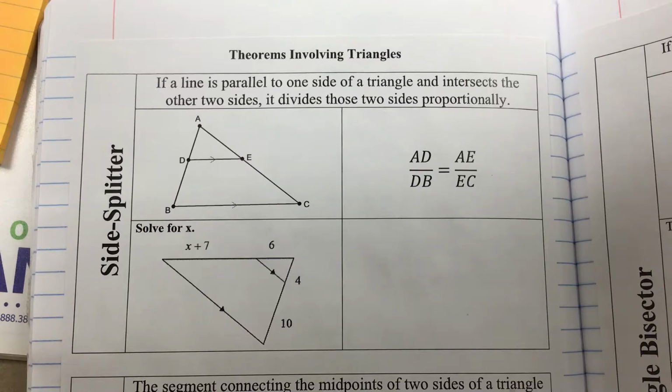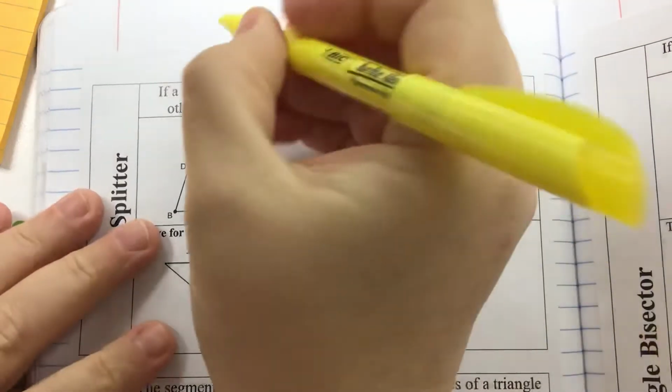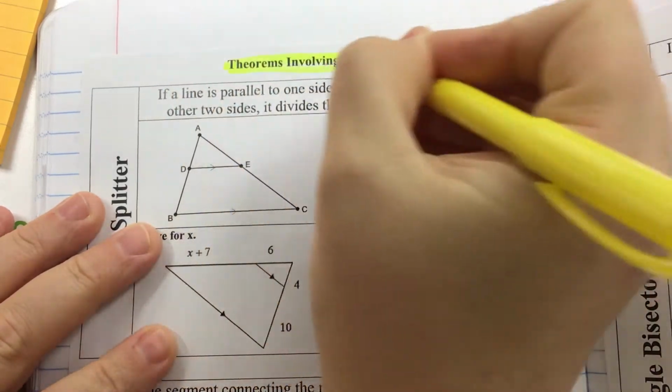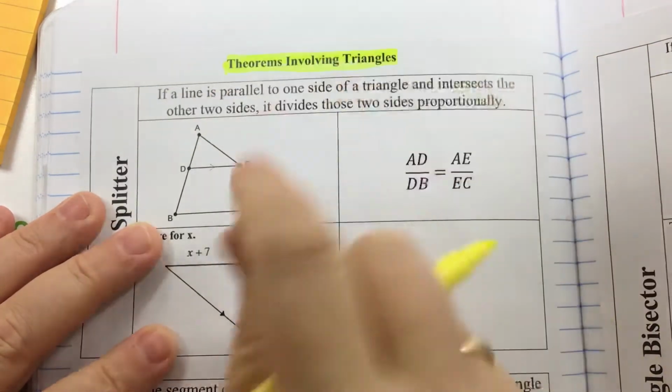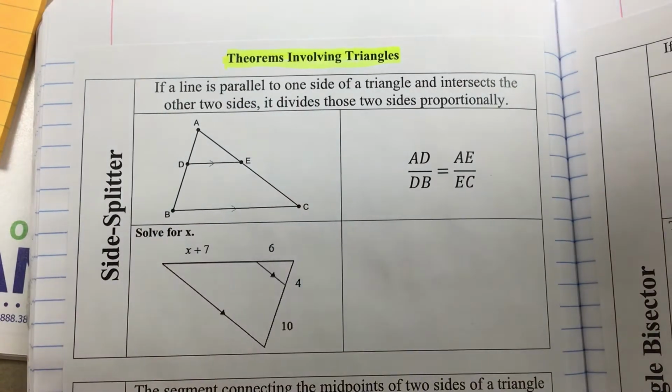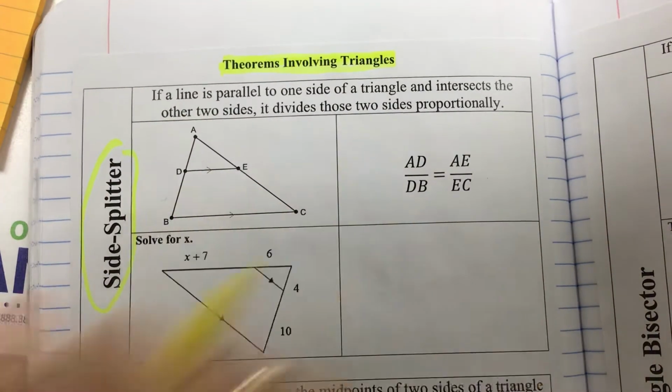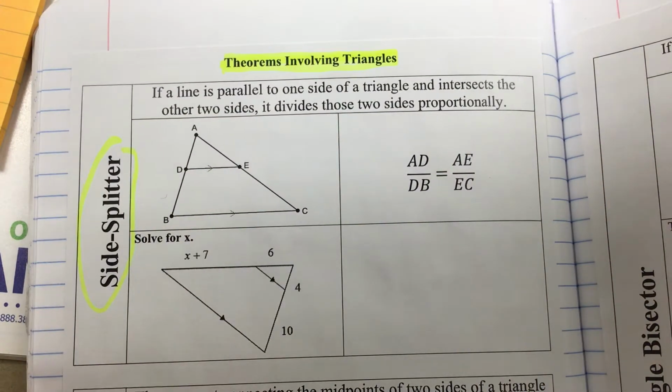Hello, geometry students. Today we are going to cover theorems involving triangles, and the majority of them involve writing a proportion to solve. The first one we're going to take a look at, you can notice over here in the margin, says side splitter. So this is the side splitter theorem.